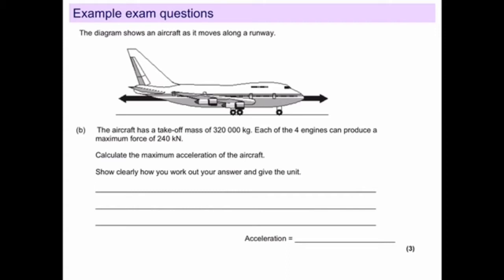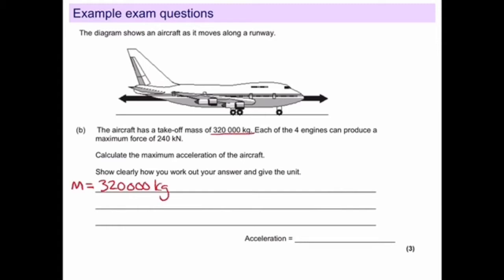So here we've got our aircraft moving along the runway. It has a takeoff mass of 320,000 kilograms. Each of the 4 engines can produce a maximum force of 240 kilonewtons. Calculate the maximum acceleration of the aircraft. Show clearly how you work out your answer and give the unit. Okay, let's see how we tackle that.